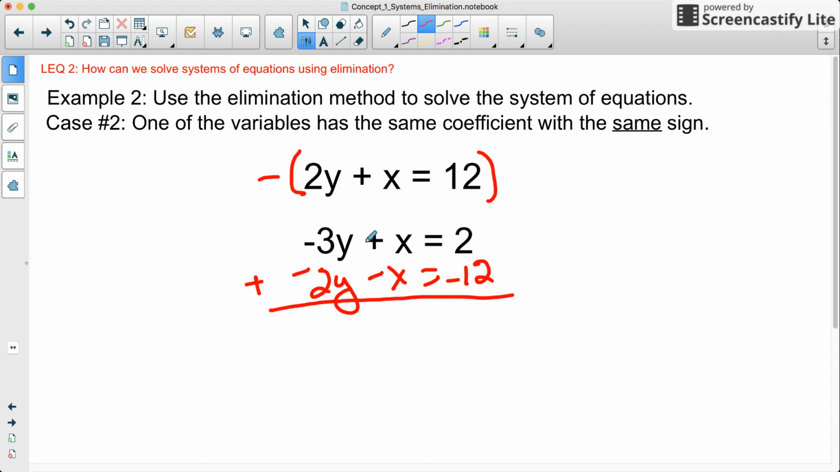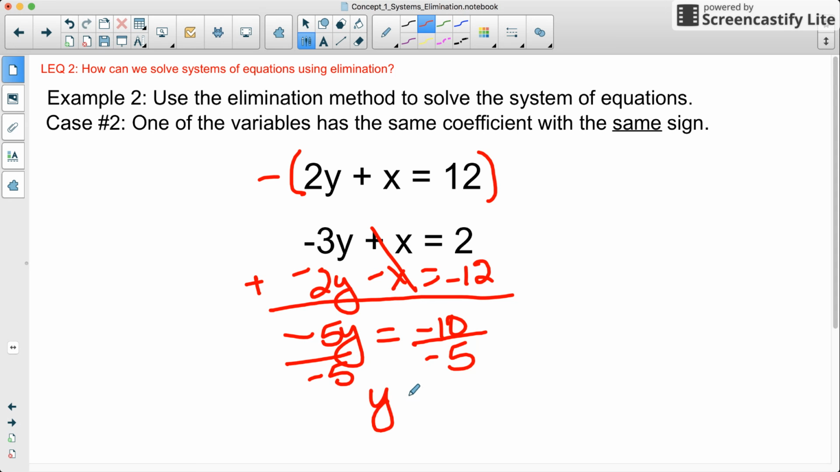Since I wrote that right underneath the first equation, I'm just going to combine these together. Negative 3y plus negative 2y is negative 5y. Plus x minus x gives me 0. That cancels out. 2 minus 12 is negative 10. So now I have to divide both sides by negative 5. So that means that y equals 2.